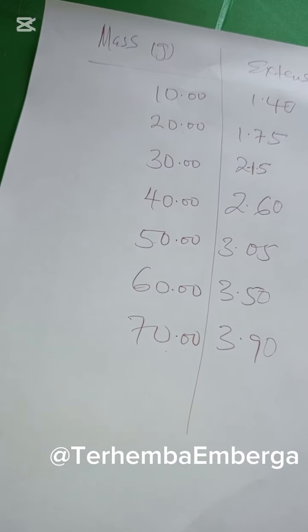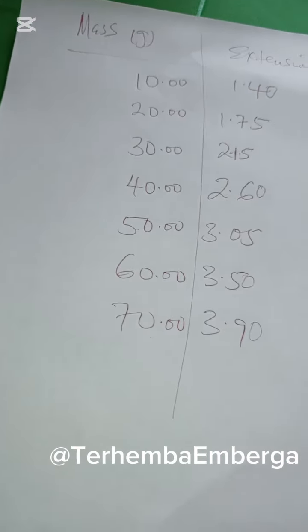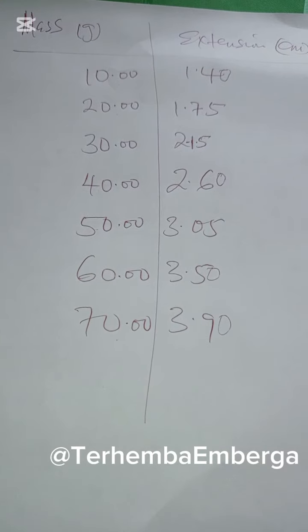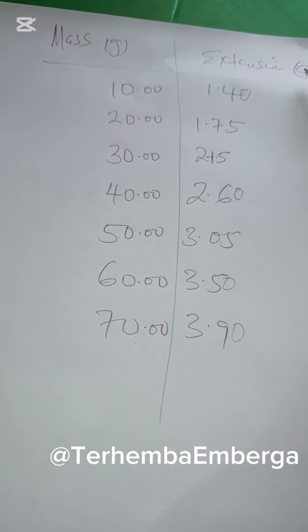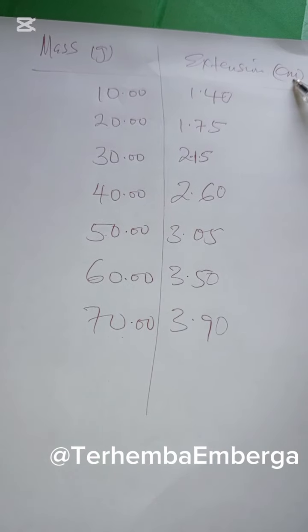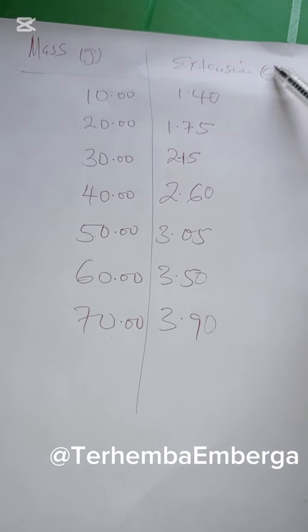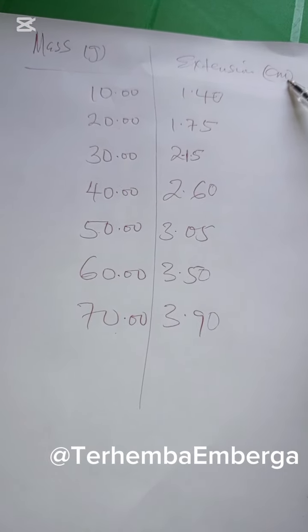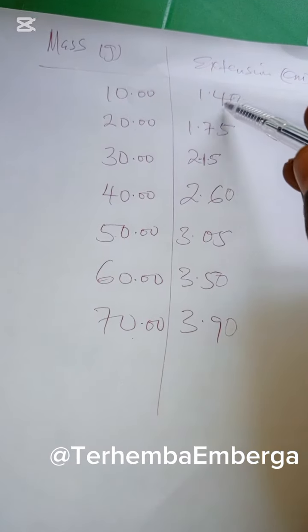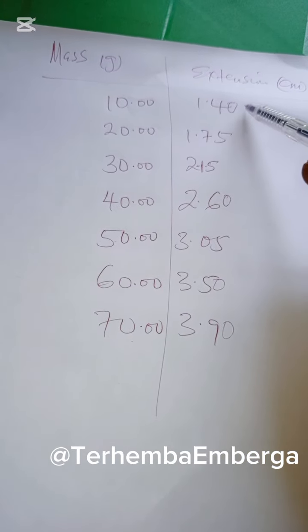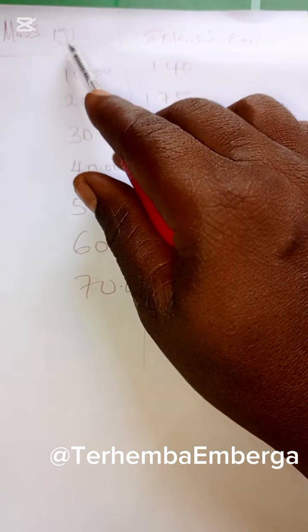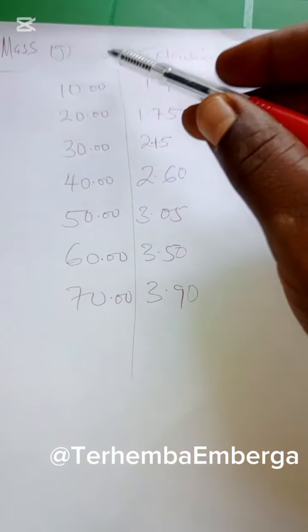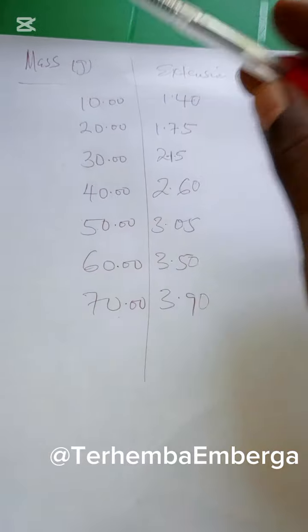But before we talk about plotting the graph, we need to look at the values. Your values must be properly arranged. If you look at these values, the unit of extension is written here at the top. You can now come and write 1.40 cm. The units are always at the top. This is mass in grams, and the unit is at the top.